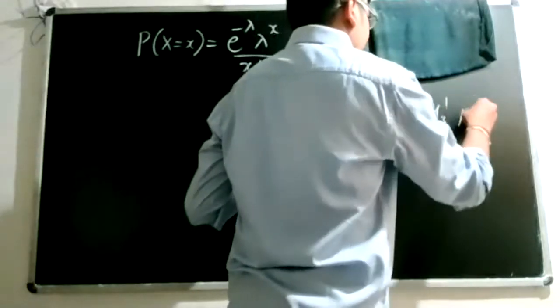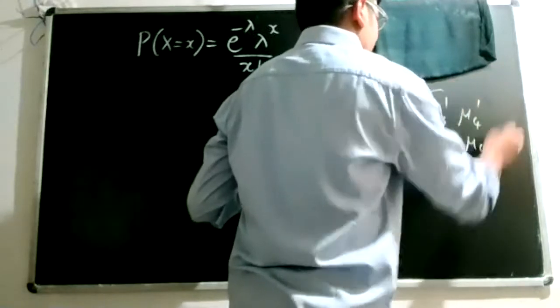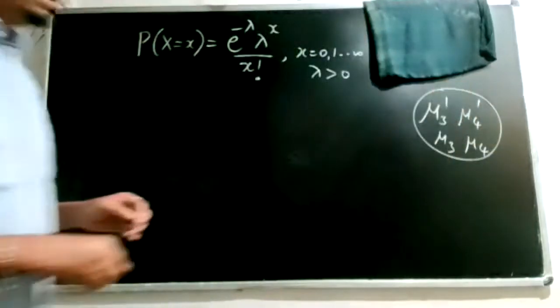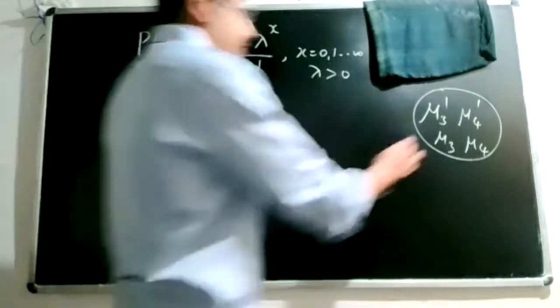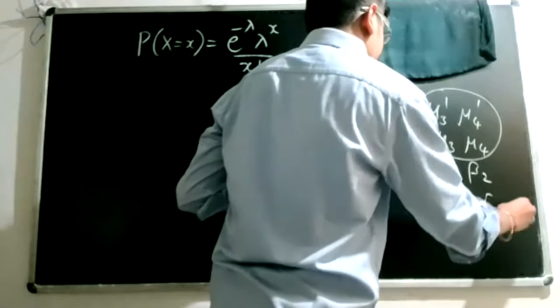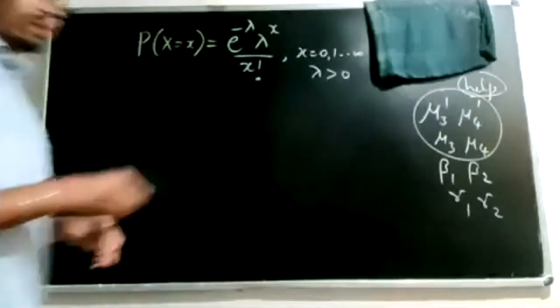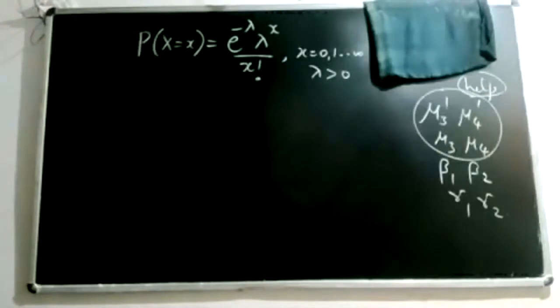Now regarding the derivation of mu 3 dash, mu 4 dash, and mu 3, mu 4, I'll send the notes or the derivation regarding these things, and you try to obtain beta 1, beta 2, gamma 1, gamma 2. So I'll share some of the derivations, initial steps. You have to just differentiate them and try to obtain them.